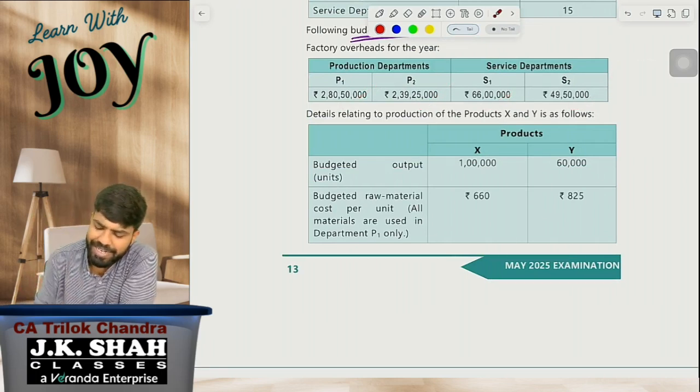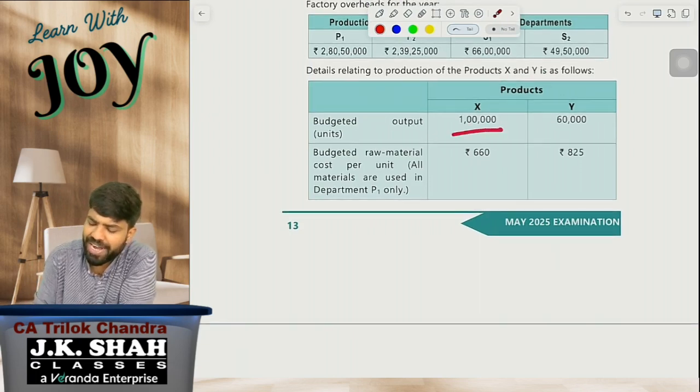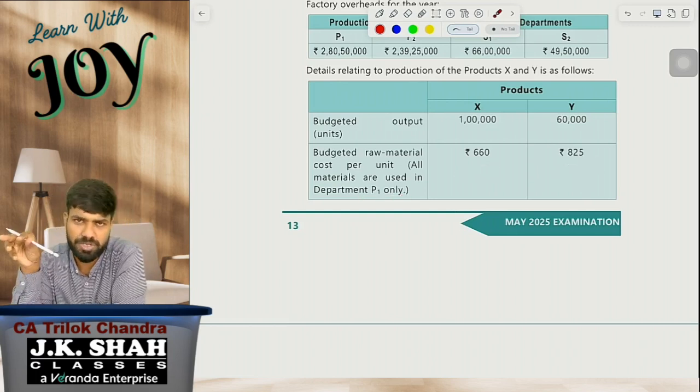Okay, next. Details relating to production of product X and Y are as follows. X, 1 lakh units. Y, 60,000 units. Budgeted raw material cost per unit: all materials are used in P1 only. 660 rupees, 825. This is the budgeted material cost.